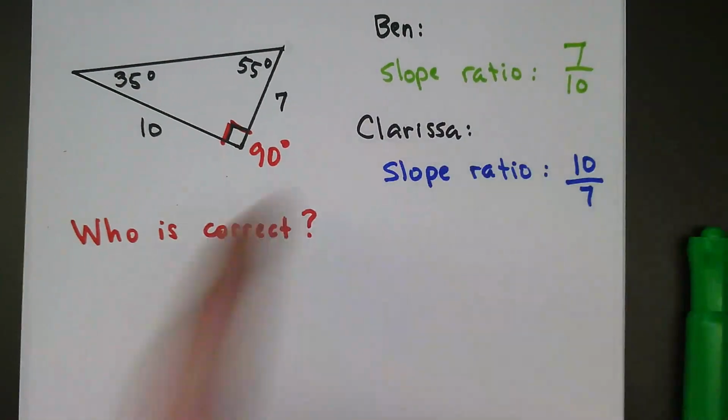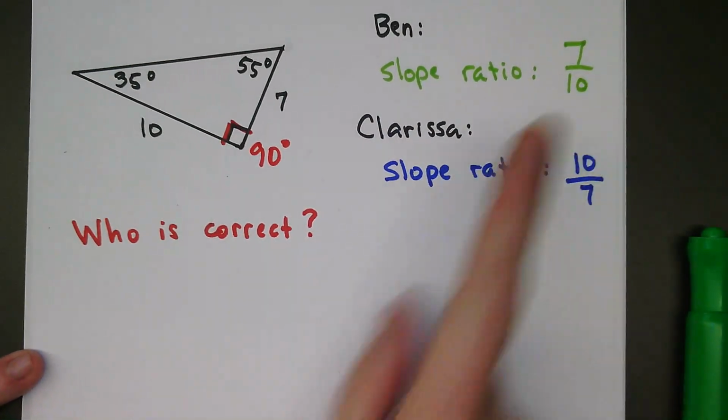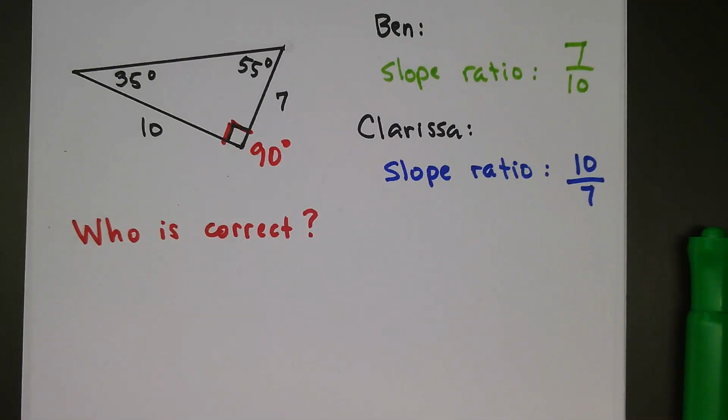We have Ben and Clarissa, two students, and they're looking at this triangle, and they're seeing two different slope ratios. Ben sees a slope ratio of 7/10. Clarissa sees a slope ratio of 10/7. Now we want to know who is correct.